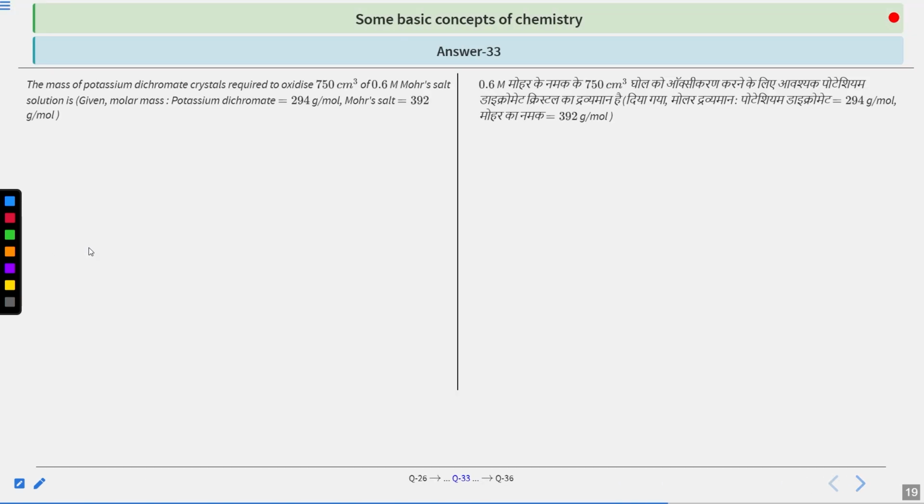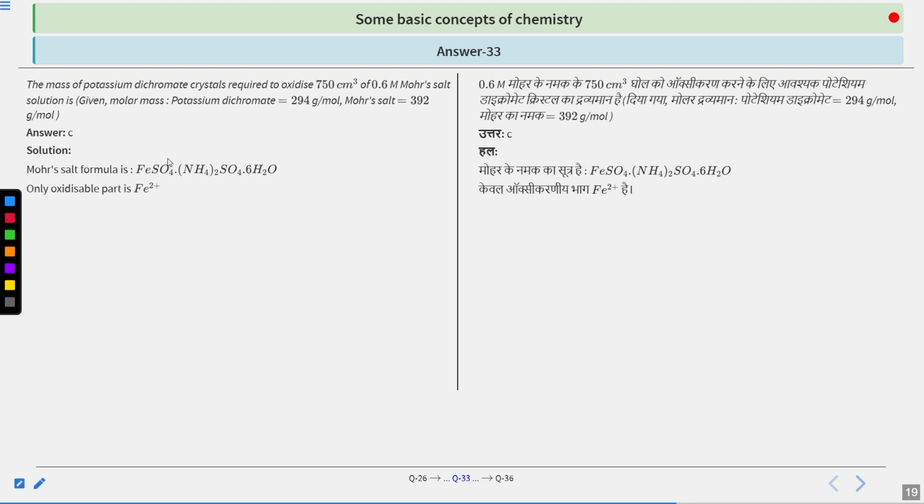First of all, the question asks for the mass of potassium dichromate that is required to oxidize 750 centimeter cube of 0.6 M Mohr's salt. Okay, so what is the mass of potassium dichromate that is required? Correct option is C. So Mohr's salt is this thing. This is the formula that is given. Now the only oxidizable part is what? Fe2+, if you find it. So this thing will get oxidized. We have to oxidize the thing, right?